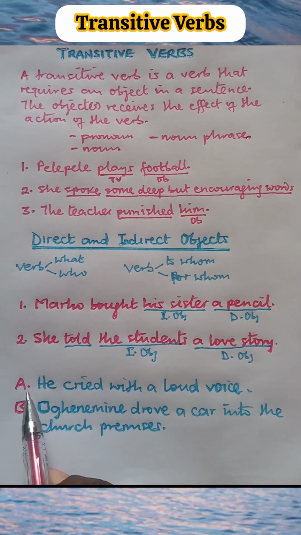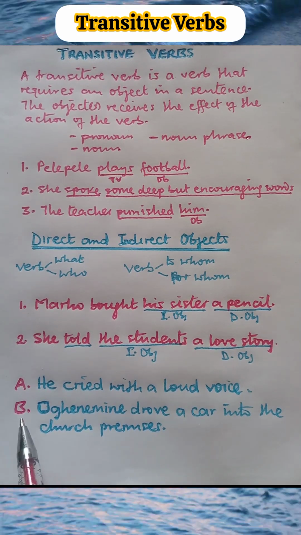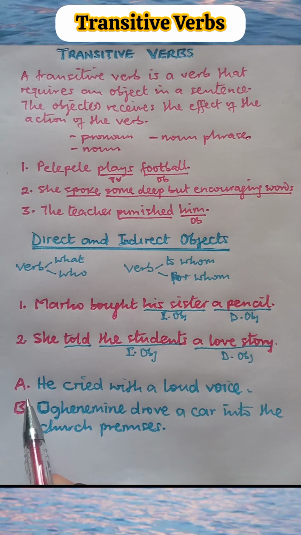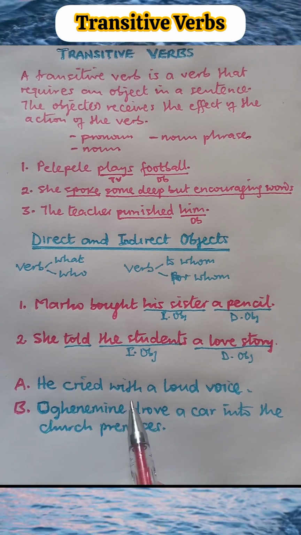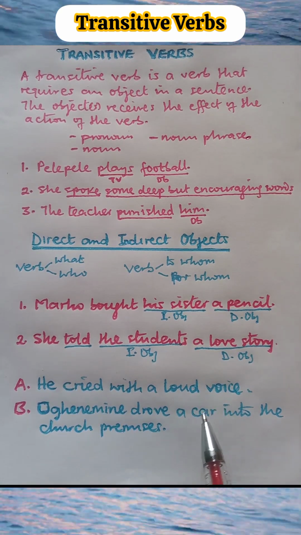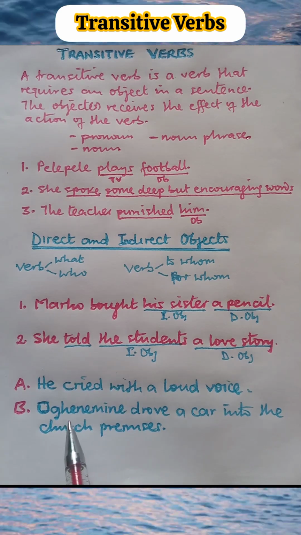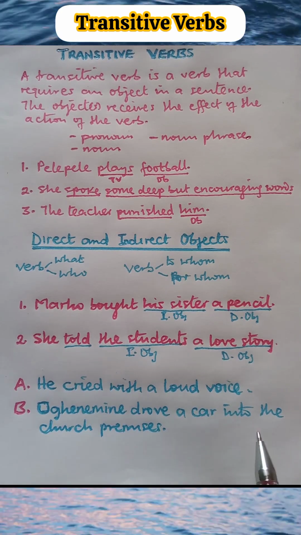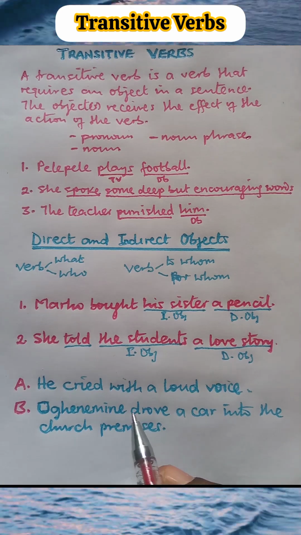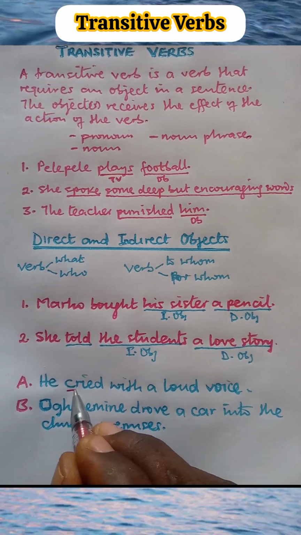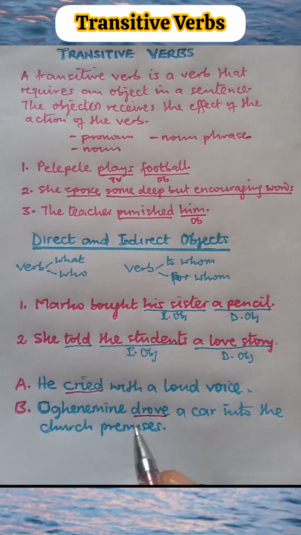Okay, now we have 2 sentences, A and B. Sentence A reads, He cried with a loud voice. And sentence B reads, Ogenemine drove a car into the church premises. Now, which of these two verbs, cried and drove, is a transitive verb?